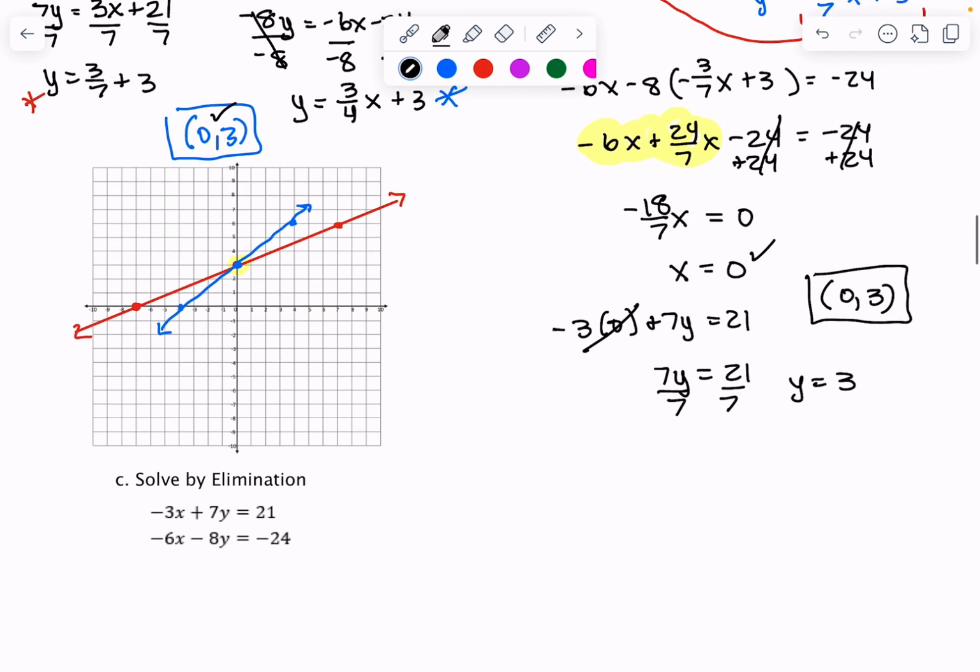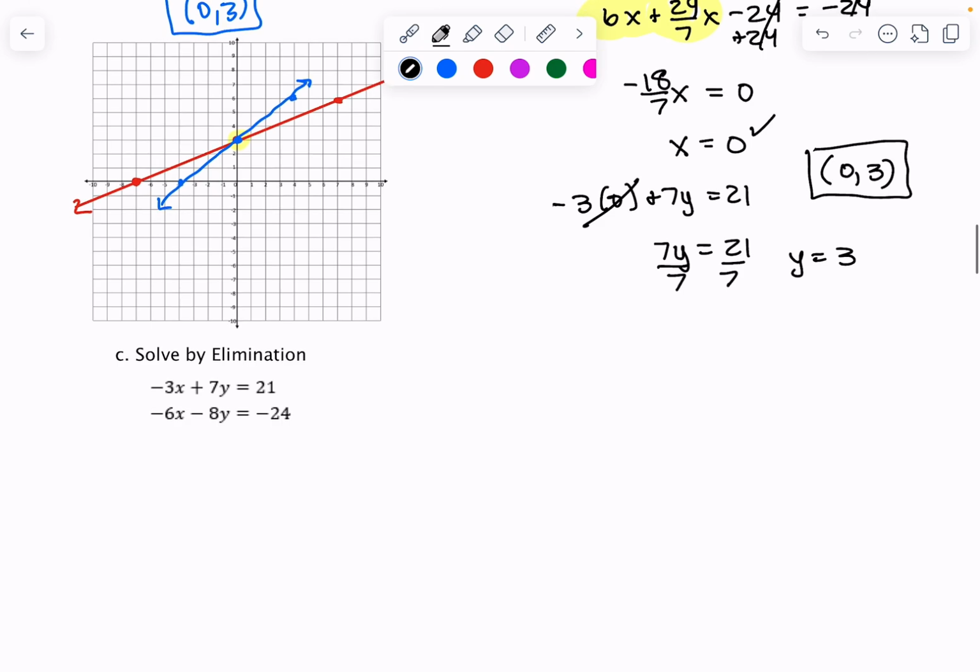But elimination is going to be super easy here because x and y are lined up. And as we learned in the last lesson, all we need to do for elimination is get the same value opposite signs. So I'm going to go ahead and multiply this first equation by negative 2. Because then I will have a positive 6 on top and a negative 6 on bottom. So this becomes positive 6x, negative 14y equals negative 42. And on the bottom, negative 6x minus 8y equals negative 24.